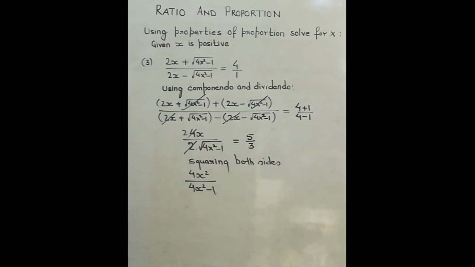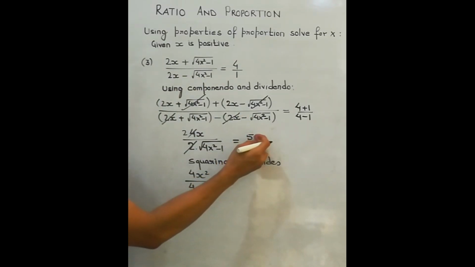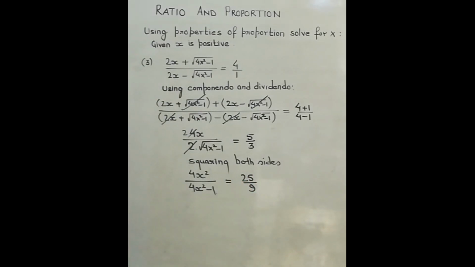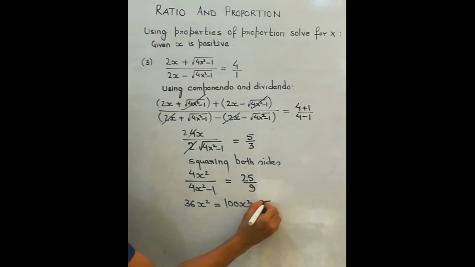Now coming to the right side. Because whatever the property you will apply, you apply on both sides. So when you square on the right side, you get 25 upon 9. Hope this much is clear. Now to get value for x, you will do the cross multiplication. So this will give you 36x square. On the right side, when we do the cross multiplication, you get 100x square and then minus 25. Here, this much. Okay.